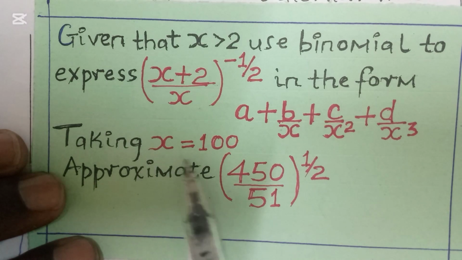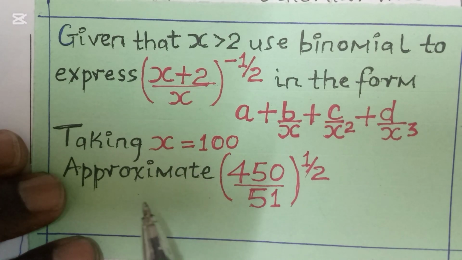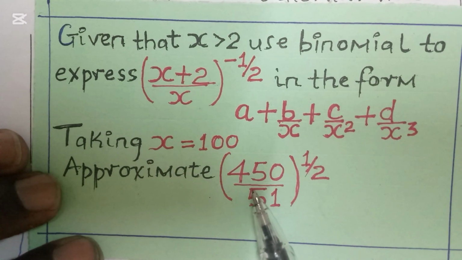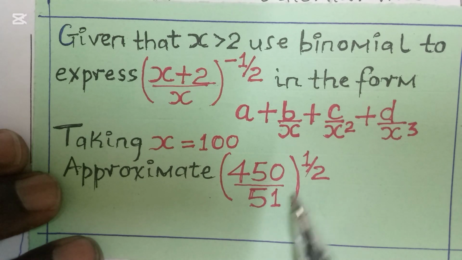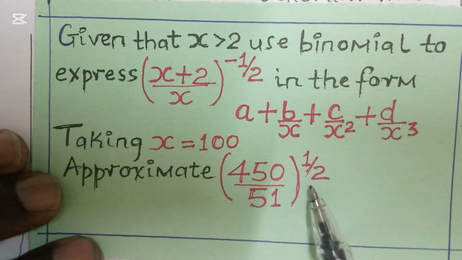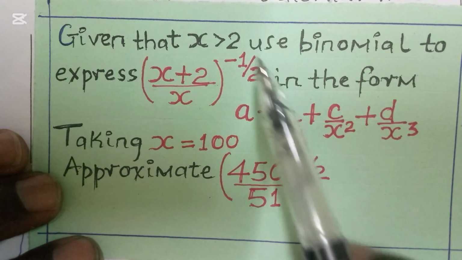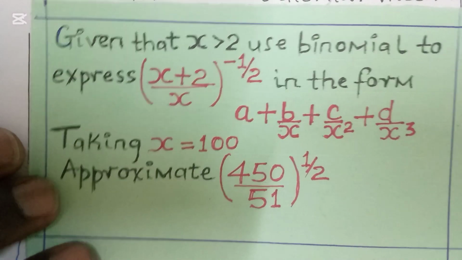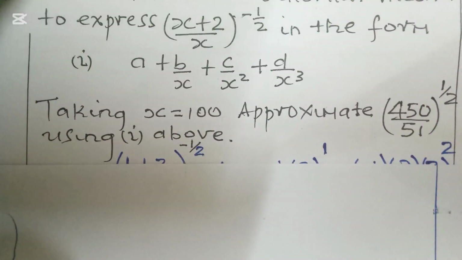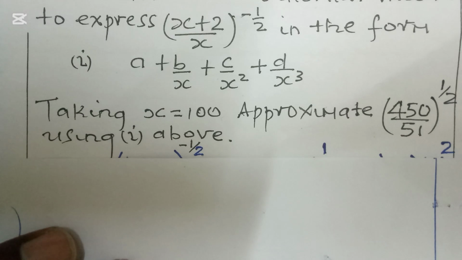Taking x equals 100, approximate 450 all over 51 raised to a half. Of course, guys, you are supposed to use this equation. So now, guys, that is the question already.